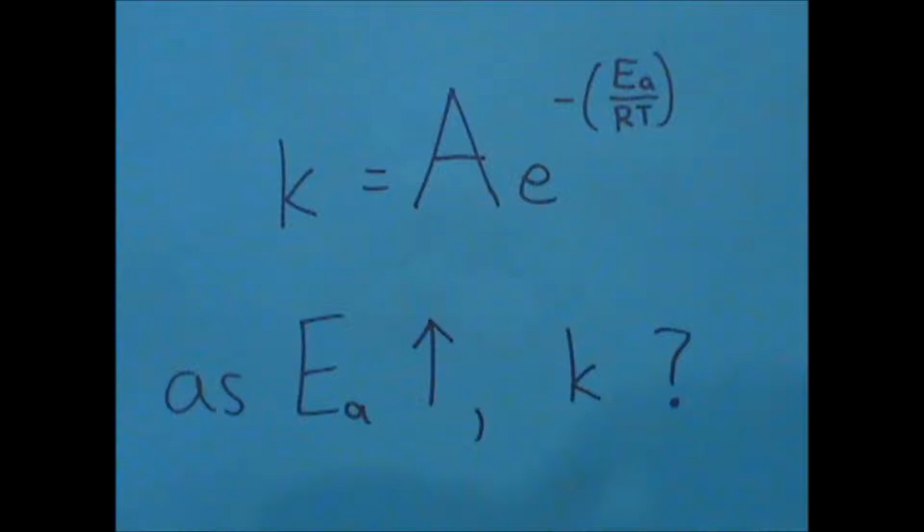As activation energy goes up, you end up with a larger exponent, but it's negative, and that's going to make the rate constant become smaller. We can counteract that with temperature, which is the opposite effect.